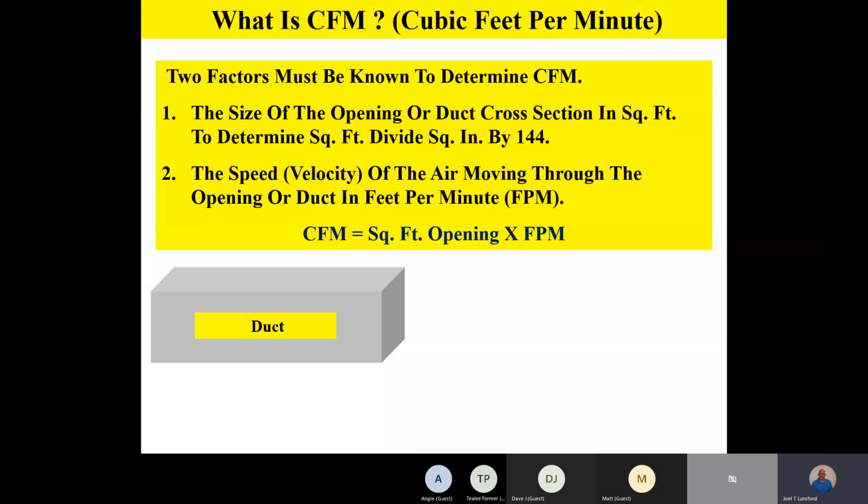So this is a quick, easy way to set up and check airflow in a particular section of duct, or in the main trunk if you have access or get access to the main trunk, and find your airflow. Any questions or comments on rectangular duct before we try a couple examples?